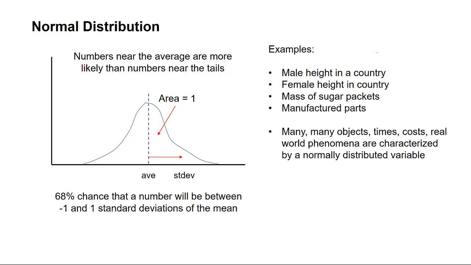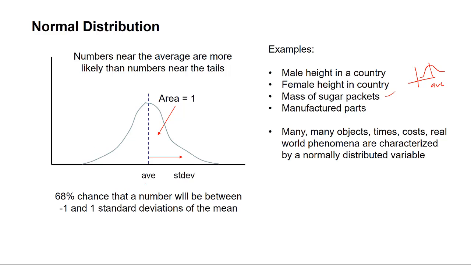Male height in a country, female height, is normally distributed. Maybe if you have sugar packets that you're putting in your coffee, if you weighed hundreds of those, you would see that they follow a normal distribution, centered about some average. The dimensions and weights of various manufactured parts are also often normally distributed. So the normal distribution, also known as the bell curve or the Gaussian distribution, has numbers near the average that are more common than in the tails.